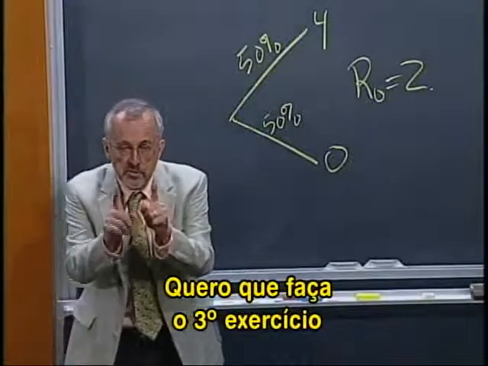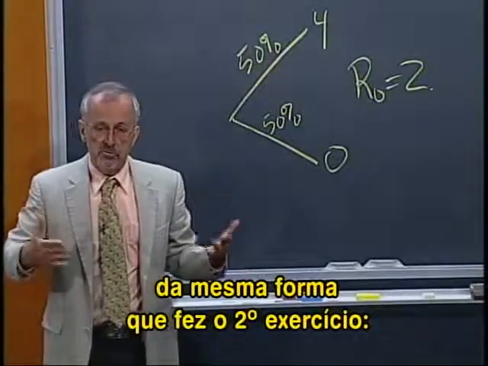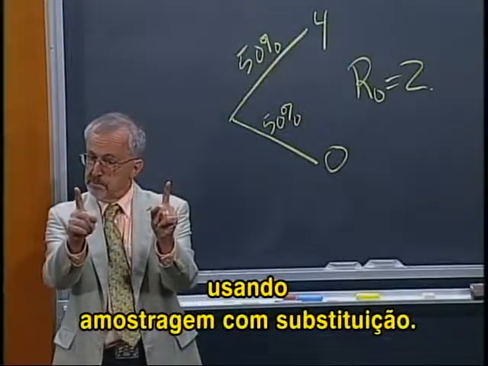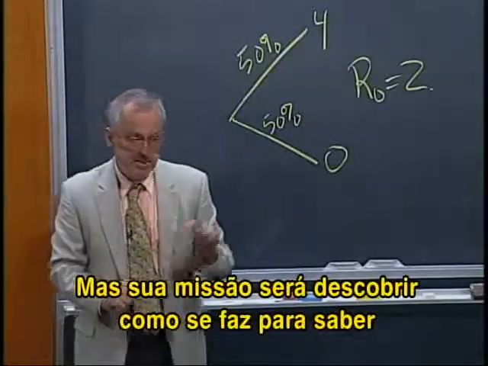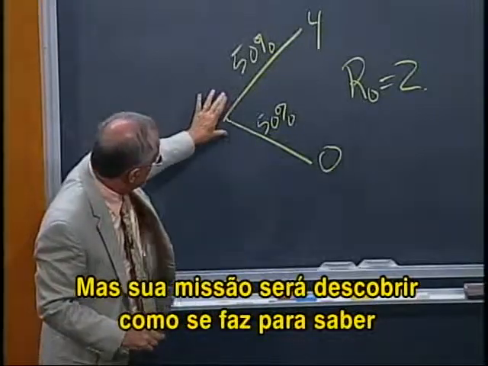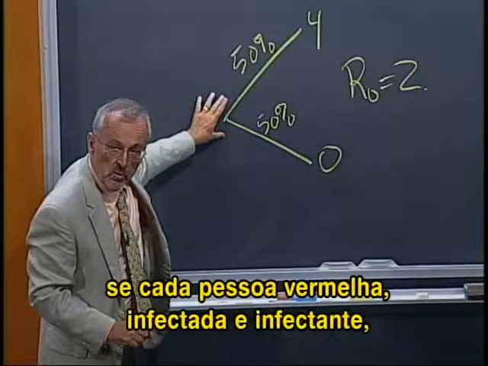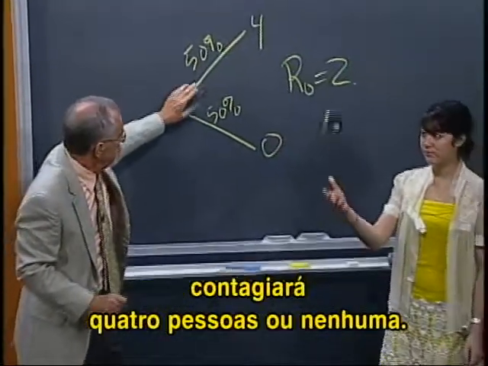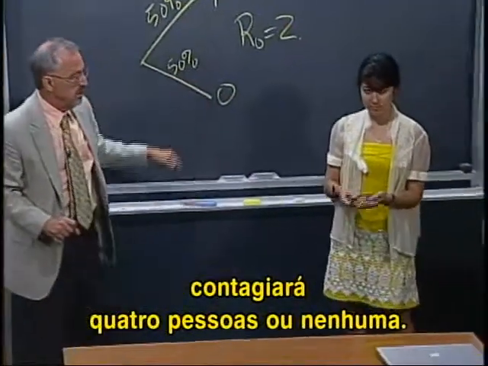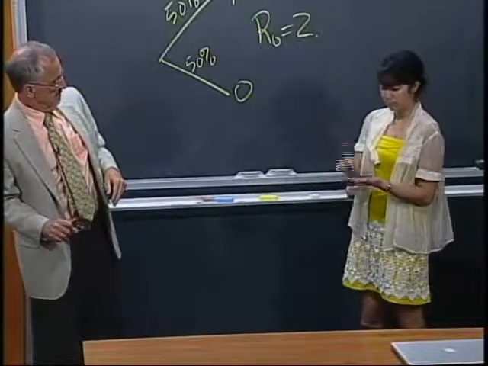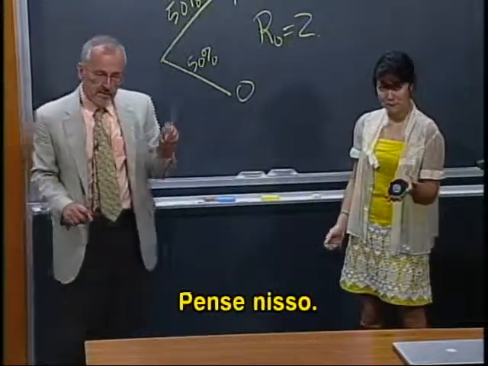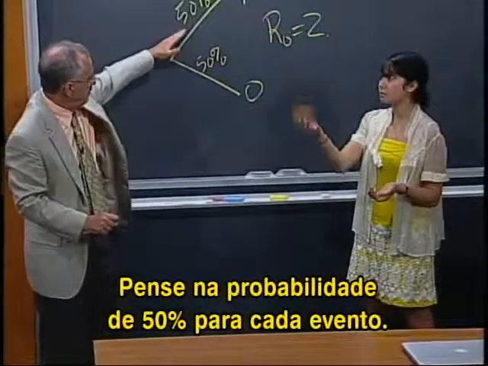So I want you to do exercise 3 here. I want you to do this the same way you did exercise 2, sampling with replacement, okay? But your key is going to be to figure out how you figure out whether each new person who's red, who's now infectious and infected, infects 4 or 0. I wonder what Mai is doing here. Think about this. Think about how to figure out 50-50 chance here.